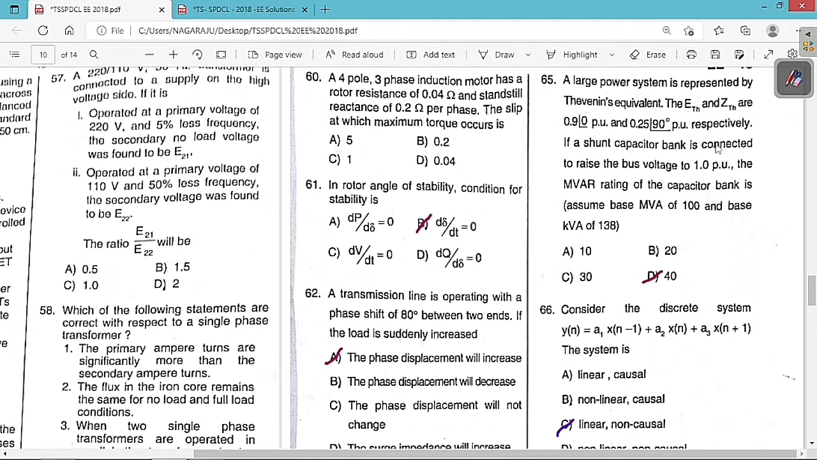Basically, a large power system we are going to represent with the help of a Thevenin network, with Thevenin voltage and Thevenin impedance across the bus. This capacitor we are going to keep across the bus to raise the bus bar voltage to 1 per unit. Then we have to find the MVAR rating of the capacitor. All these per units are based on a base MVA of 100 and base kV of 138. Of these 4 options, option D, 40, is the correct solution. So let's solve this numerical.